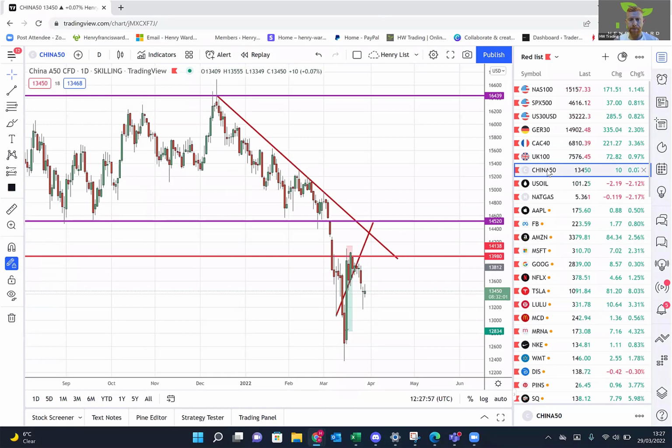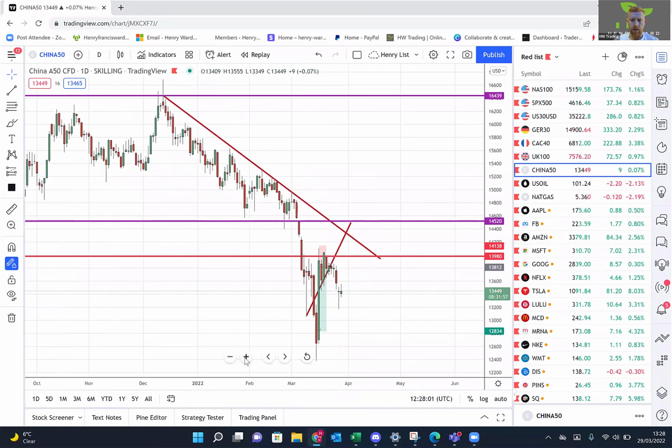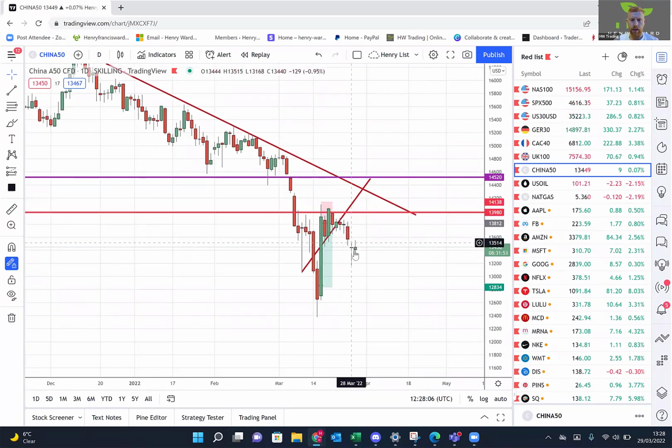China 50. So anyone who took that trade there, short, well done. The trade went down as far as a 2 to 1.